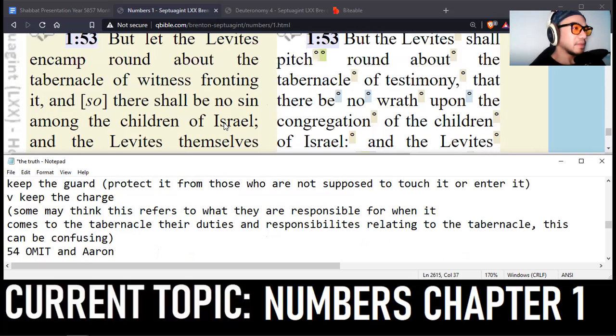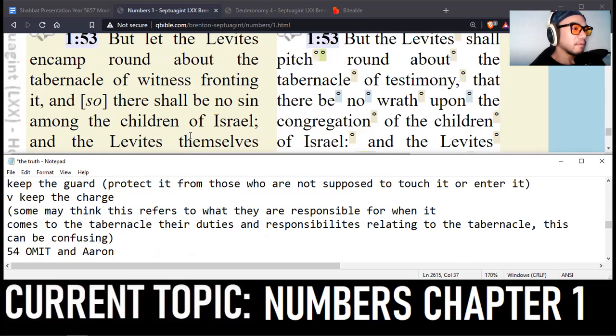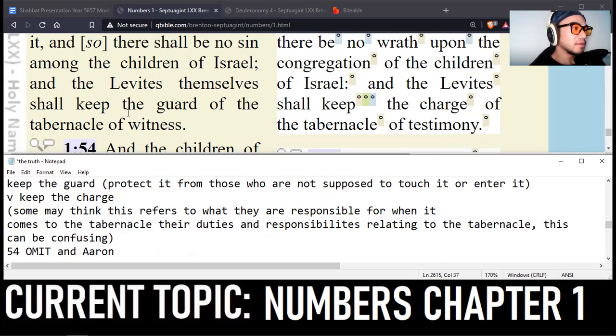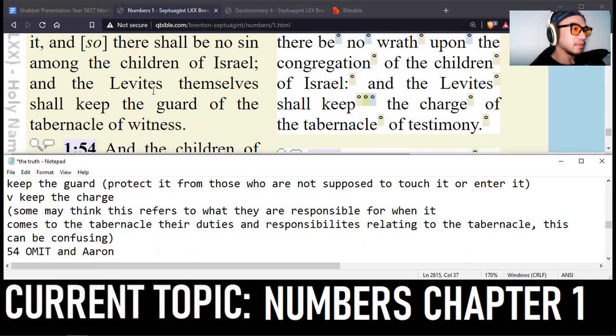But in my opinion, it looks more like they are guarding the tabernacle from those who are not supposed to touch it or enter it. So they're going to keep guard of the tabernacle of witness. That's why they are at the front, because they're protecting it, they're guarding it, they're keeping it. They're not just keeping the charge, such as the duties, responsibilities, the items I mentioned earlier. It's not only that, they're actually protecting it. It could be including all those things.